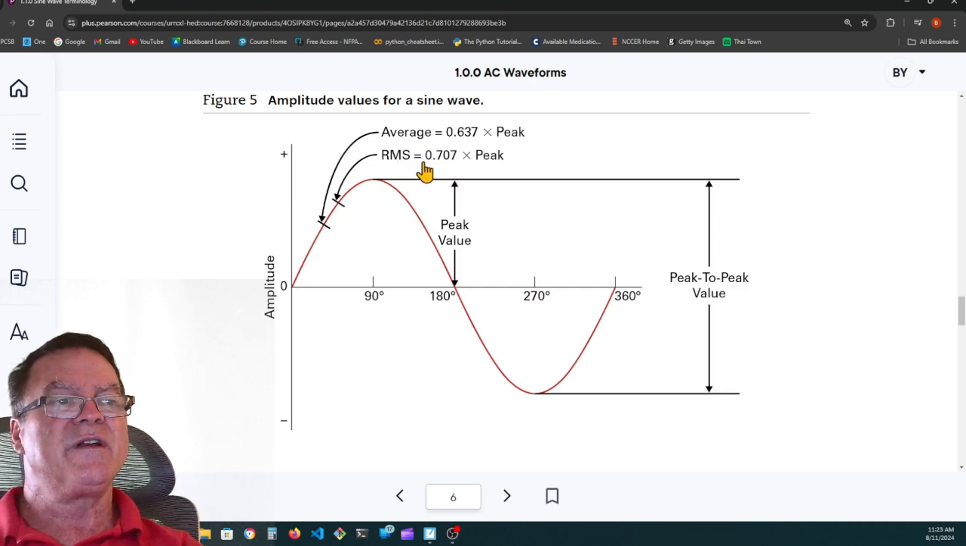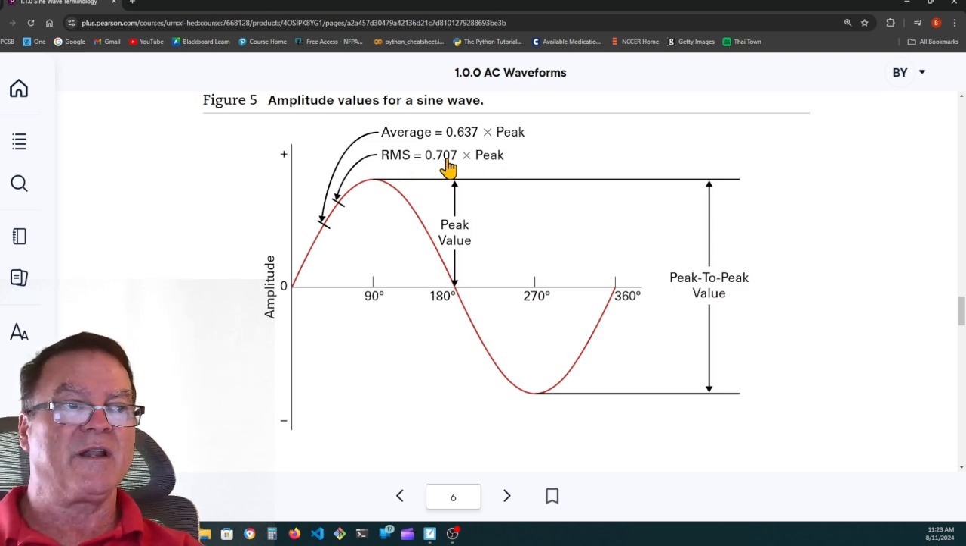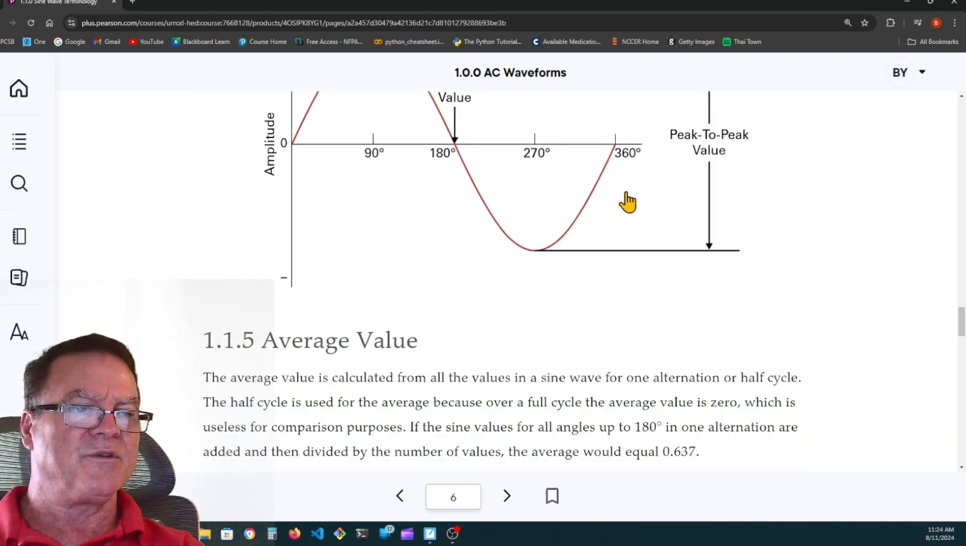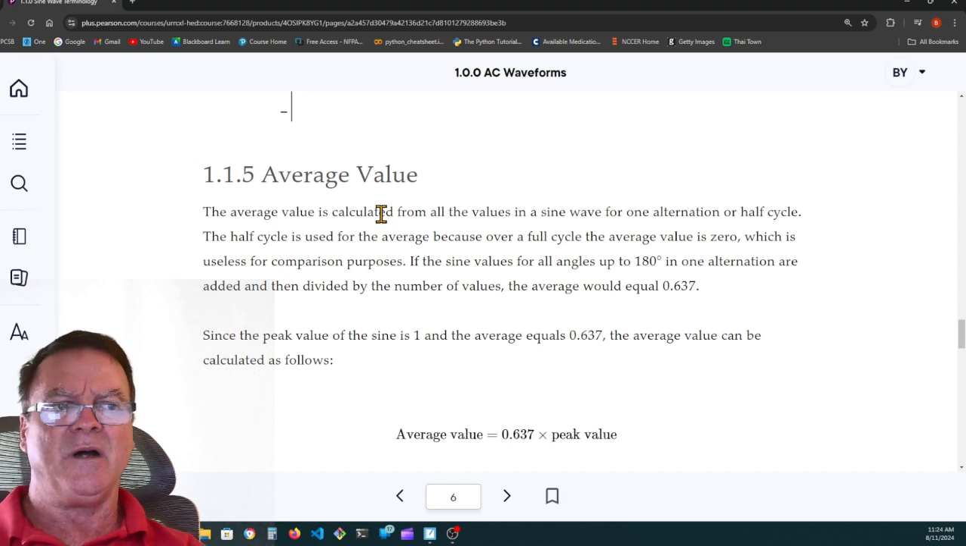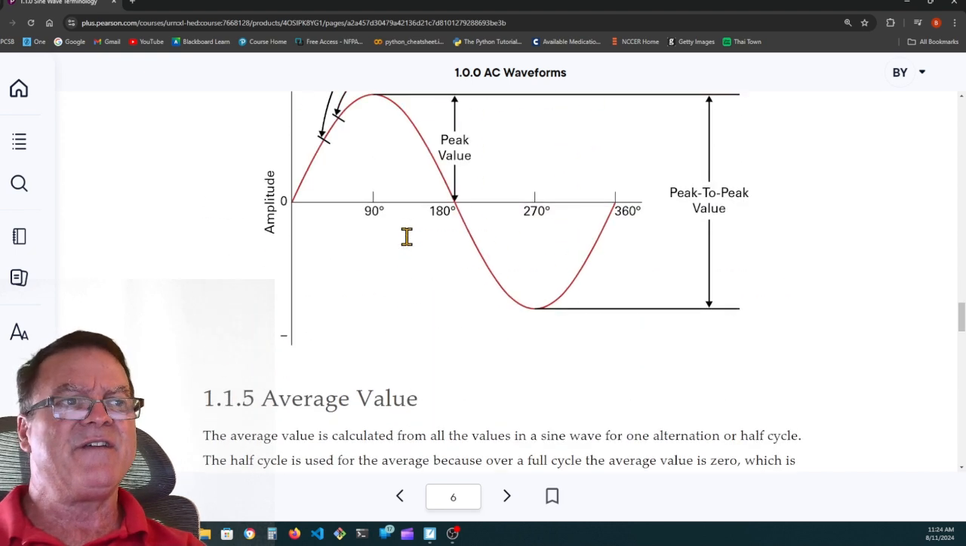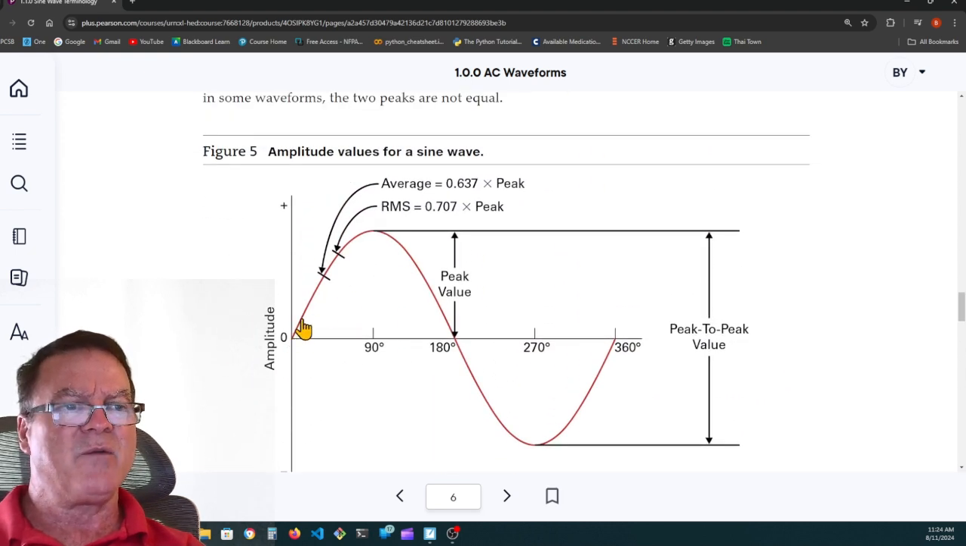Then we have two things called root mean square and average. Root mean square is effective, and it's the one that we use most often. It's the one that electricians are concerned with, and we'll talk about that in a minute. Average value is just if you took the values of this sine wave and you added them all together and divided by the number of samples, you would get approximately 0.637.